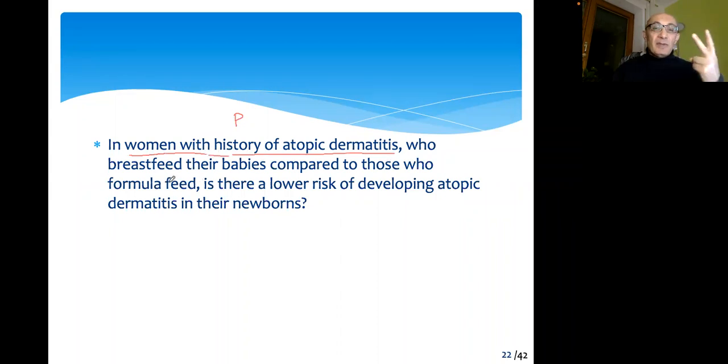Then we need 2 groups at least to compare: who breastfeed and formula feed. Okay, so intervention and comparison. And what is our outcome? Developing atopic dermatitis, risk of developing, so the prevalence of atopic dermatitis. Prevalence, this is our outcome. This you can measure. What proportion of these babies had atopic dermatitis? Very easy to measure.